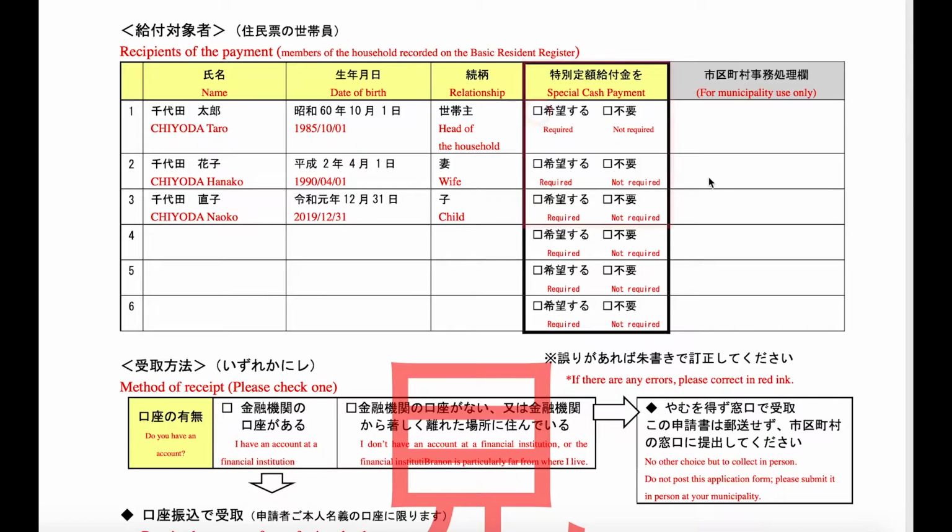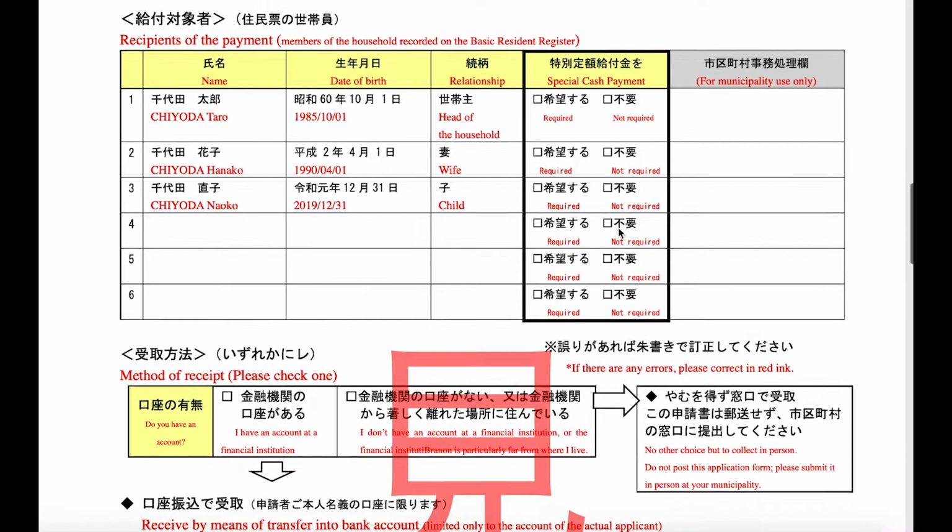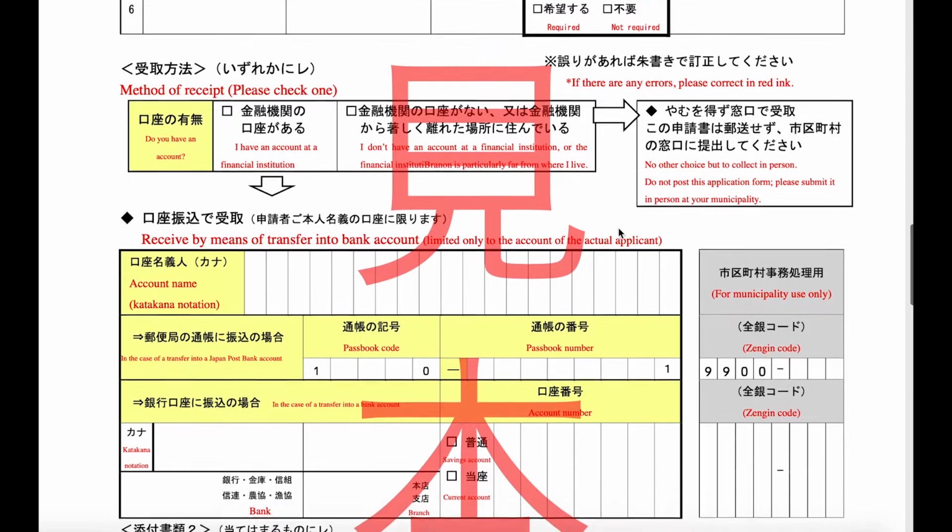And then next comes the other members of your household. This is the key box here that people were having trouble with. It's detailed in English for us here. If you want that 100,000 yen, you check the required one. If you don't, you check here. You don't need to touch this part. Moving down the form.